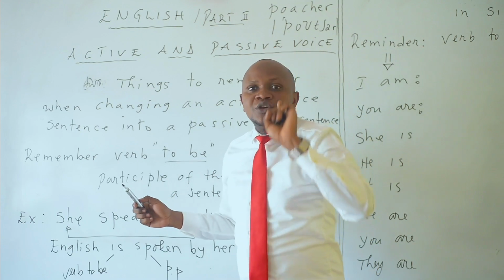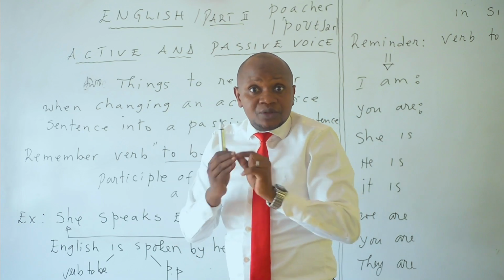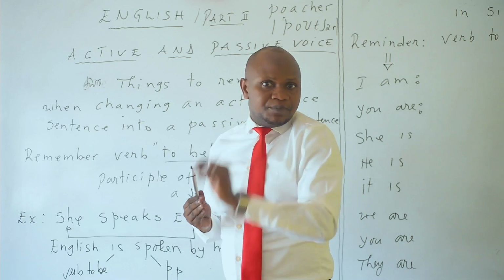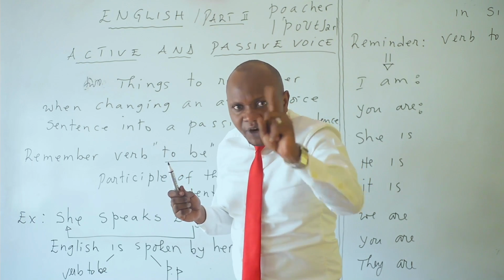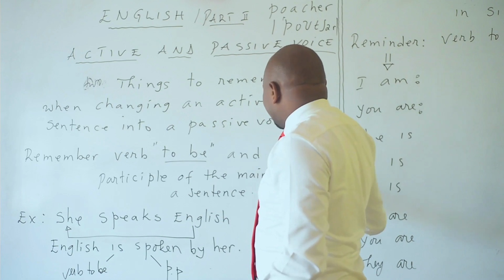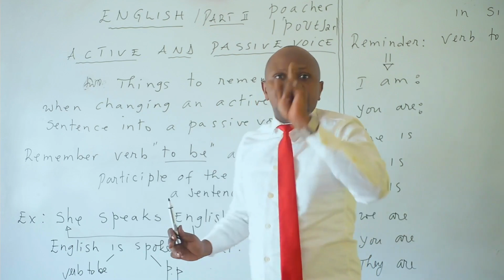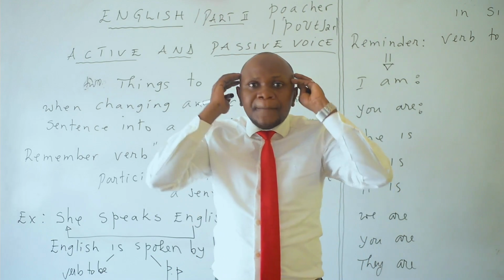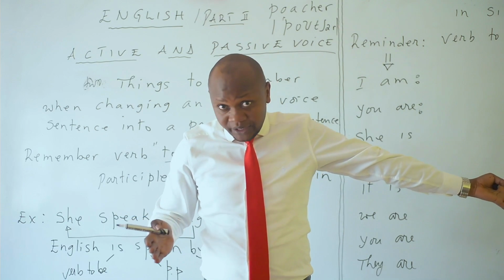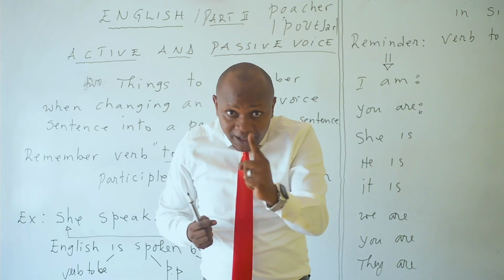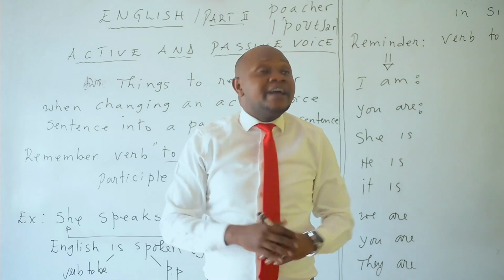Iyo uri guhindura interuro uyikura muri active uyijyana muri passive, you should remember verb to be. Uzibuke verb to be. Inshinga kuba uzayibuke ko igomba kujya muri passive voice. The second, you should remember past participle of the main verb in a sentence. Ugomba no kwibuka icyo bita past participle. Nta handi wazisanga rero atari muri biriya bitabo nakwerekaga. You should remember verb to be and past participle of the given verb or the main verb.